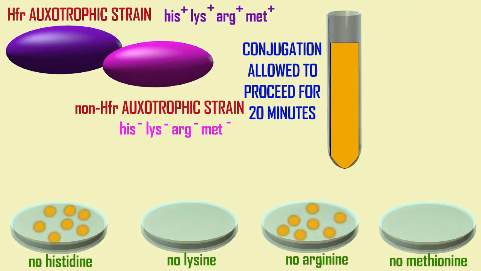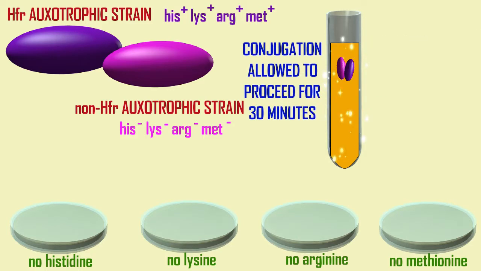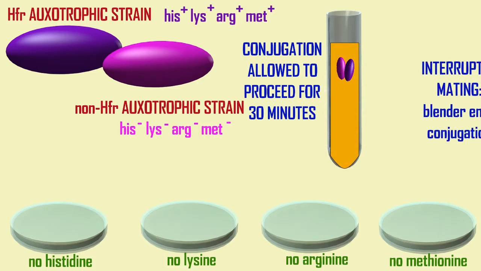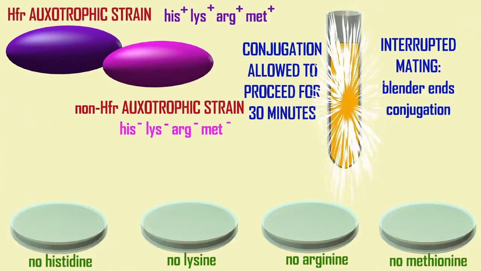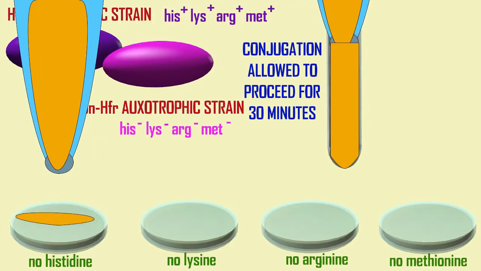So the Hfr strain is mixed with the non-Hfr strain. They are allowed to conjugate for varying amounts of time. You will see that there are 4 intervals here: 10 minutes, 20 minutes, 30 minutes, 40 minutes, at which point, in the original experiments, a blender was used, but obviously you could use some sort of shaker bath, which would end the conjugation, and then the bacteria could be plated out onto these 4 plates.